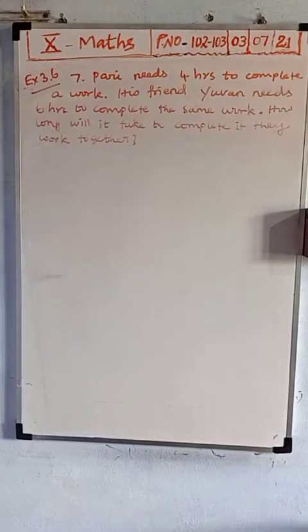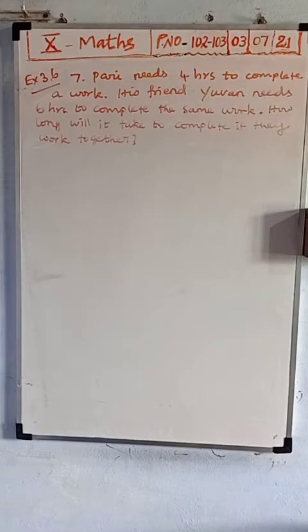Next, see 7th question. It's a word problem. You should simplify this. Pari needs 4 hours to complete a work. His friend Yuvan needs 6 hours to complete the same work. How long will it take to complete if they work together?